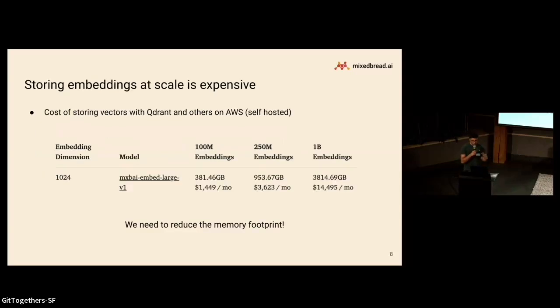So now we have those embedding models, they're amazing. And our first customer comes to us and says, hey guys, I have 30 billion embeddings I want to store.